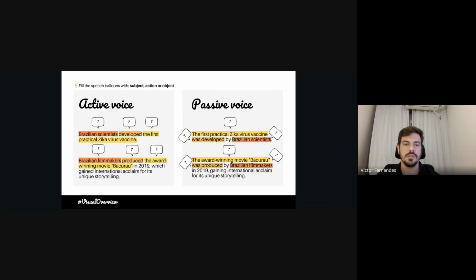So it is applied. Whoever is receiving the action comes first, and the Brazilian scientists, who are the doer, are going to be at the end, after the "by." The award-winning movie Bacurau was produced, we introduced the word "by" to mark that something was done by the Brazilian filmmakers. The rest here, as you can see, is not marked because it didn't change. So this could be at the end because it's just extra information.